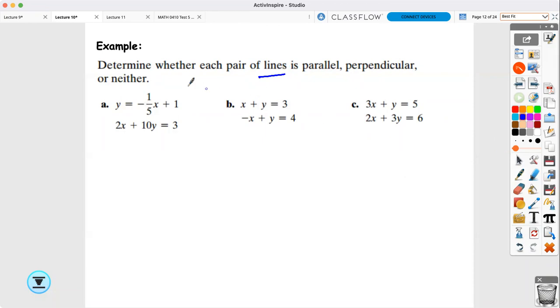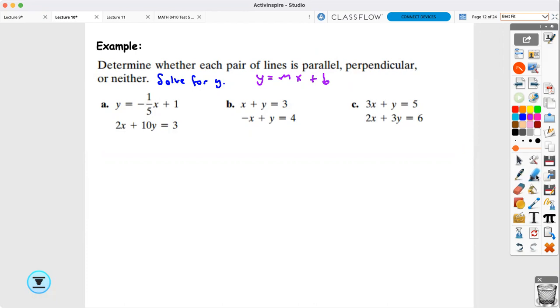The key to this is solve for y. When we solve for y, we get them into slope-intercept form, which is y equals mx plus b. And we know m, the slope, is next to the x. So once we solve for y and we get what m is, we can test if they're the same, if they're opposite reciprocals, or neither. So we can say if they're parallel, perpendicular, or neither.